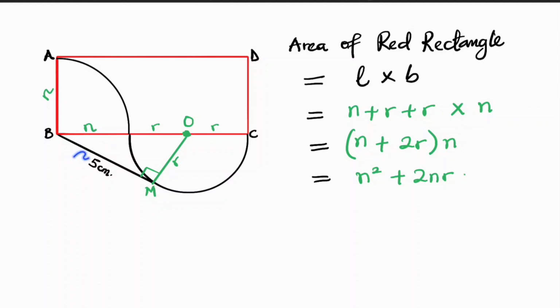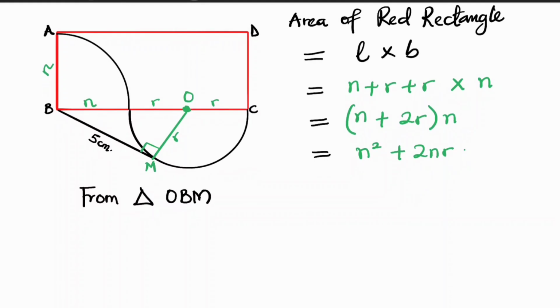So also consider this triangle OBM. From triangle OBM, which is a right angle triangle, to find from B to O, that is the hypotenuse of that triangle, of course we can use Pythagoras theorem, which says OB or BO, the hypotenuse square, is going to be the sum of squares of the other sides, OM square plus BM square.